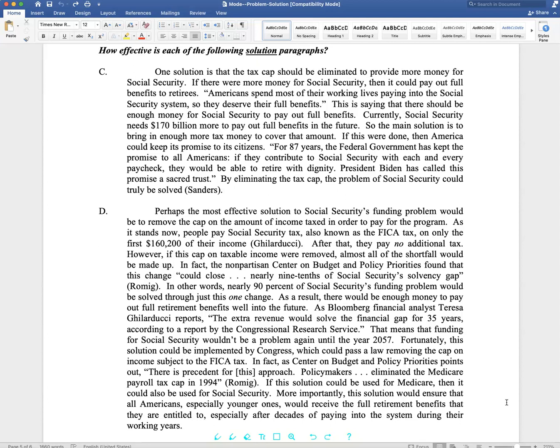Okay, coming back from the paused video, let's look at C first. C is not a very effective solution paragraph. I'm looking to see if there's a clear definition of what the solution is, and frankly here there is not. It just says one solution is the tax cap should be eliminated to provide more money for Social Security. But it's not explaining what the tax cap is and what the tax cap is on or anything like that. So the definition of just what the solution is very unclear to me.